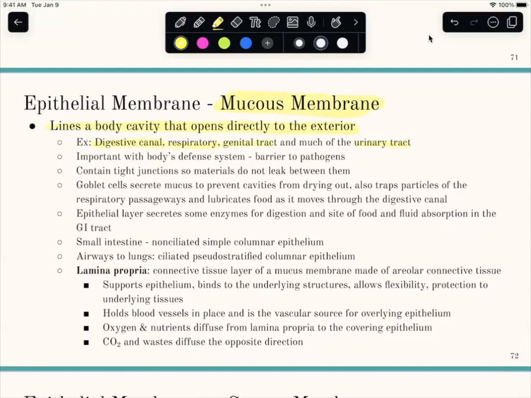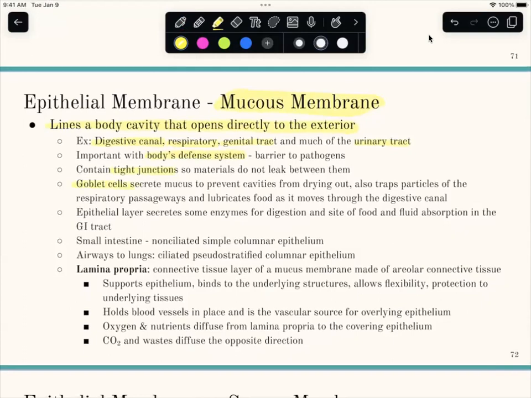So these mucous membranes need to have different defense systems to protect you. They've got tight junctions because we don't want something to get through and inside of our system that should not be there. Those goblet cells are helping to make mucus to help trap different particles and prevent those cavities from drying out.